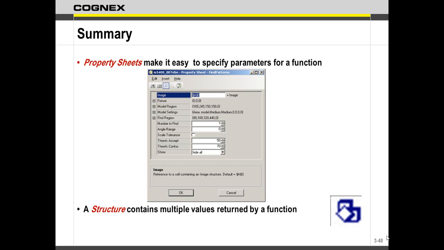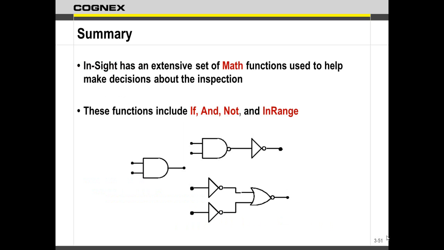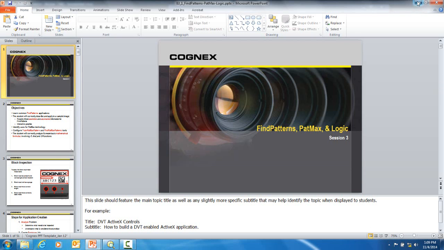Because as soon as you get rid of the structure, that's gone now. We talked a little bit about Find Patterns. We said that it's the tool that actually does the training as well as the finding within a single tool, and that we have a certain set of auto-inserted functions that are created at the time the tool is created. These are what we think most people want to see, but it doesn't mean that's all the tool has to offer. And then we talked a little bit about the math functions that we can use to help with our decisions about the inspection. In particular, we talked about the if and not and in range, but of course there are a few more. You've got your ORs, and I think there's a couple of bit-wise ones that if you need individual bits, you can look at them.